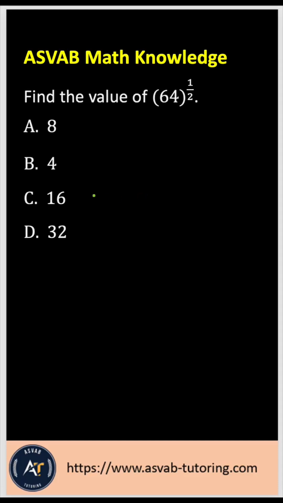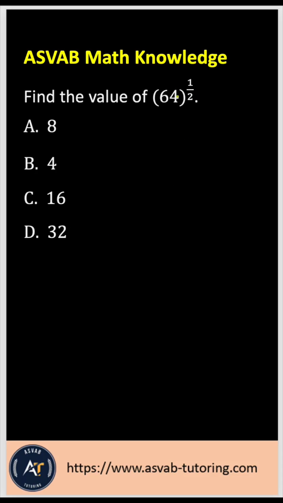Let's practice another very easy and simple question you might see on the actual ASVAB test. The question says, find the value of 64 to the exponent of 1 over 2, right? This question is very, very simple and you see this type of question very often in the actual ASVAB test. So there are two ways you could do that.